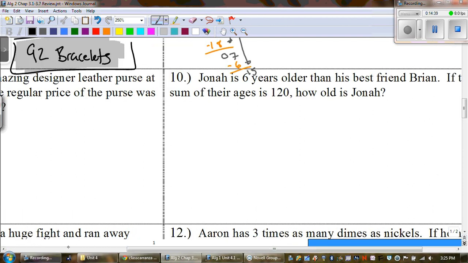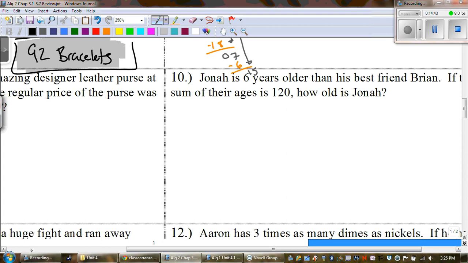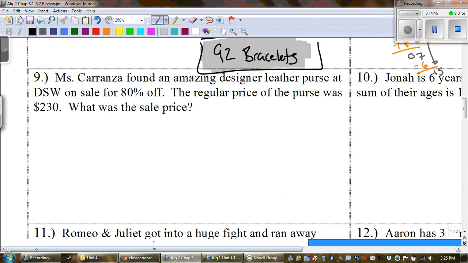Let's move on to number 9. Miss Carranza found an amazing designer leather purse at DSW on sale for 80% off. The regular price of the purse was $230. What was the sales price?